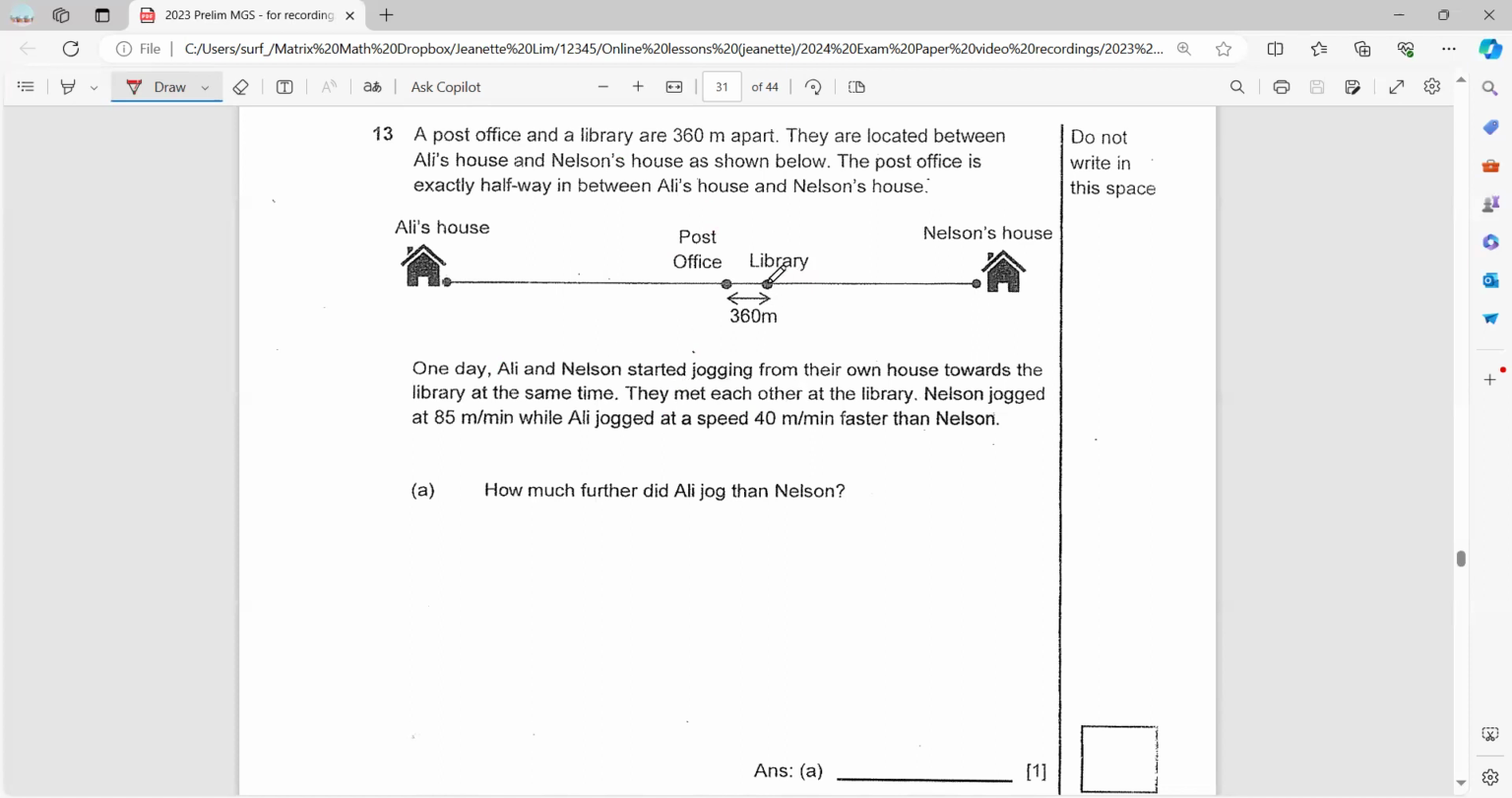Then they met each other at the library. Nelson jogged at 85 meters per minute, while Ali jogged at a speed 40 meters per minute faster than Nelson. How much further did Ali jog than Nelson?